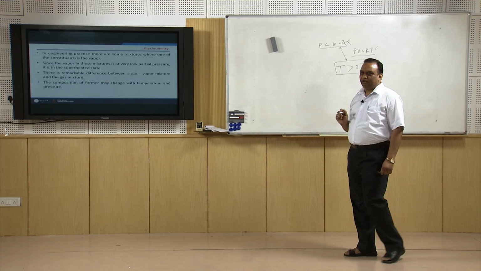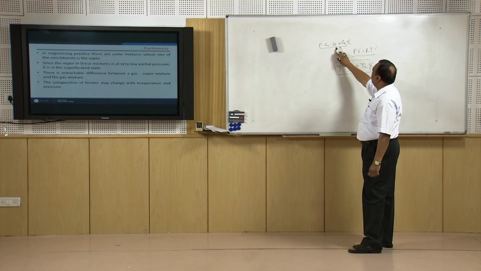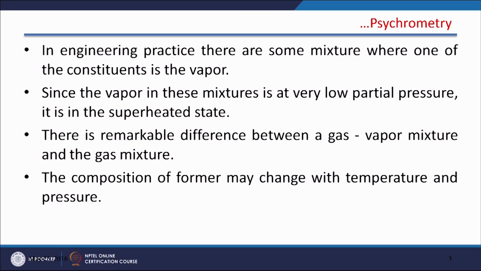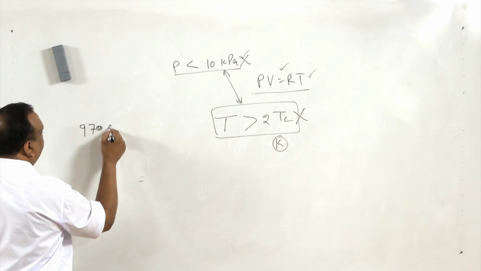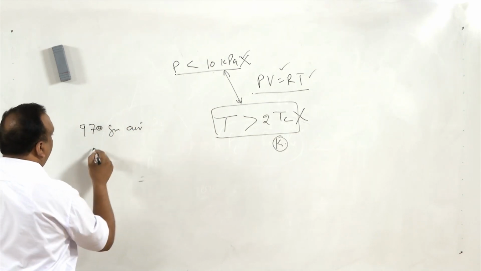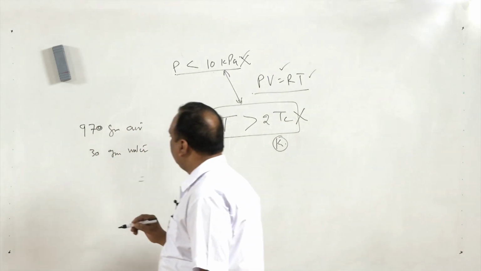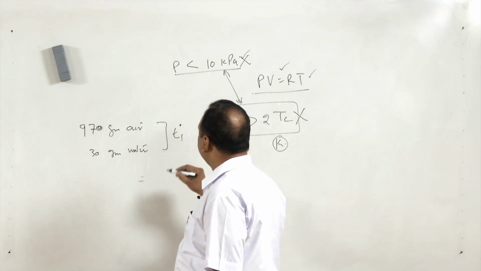However, in the case of air conditioning, because the pressure in most cases is less than 10 kilopascal, and I will give you some numerical values also, the PV equals RT relation is used. Now, the third thing, the very remarkable thing, is that in a gas-vapor mixture the composition may change. Let us say I have 970 grams of dry air and 30 grams of water in this dry air, at a particular temperature, T1 degree centigrade.